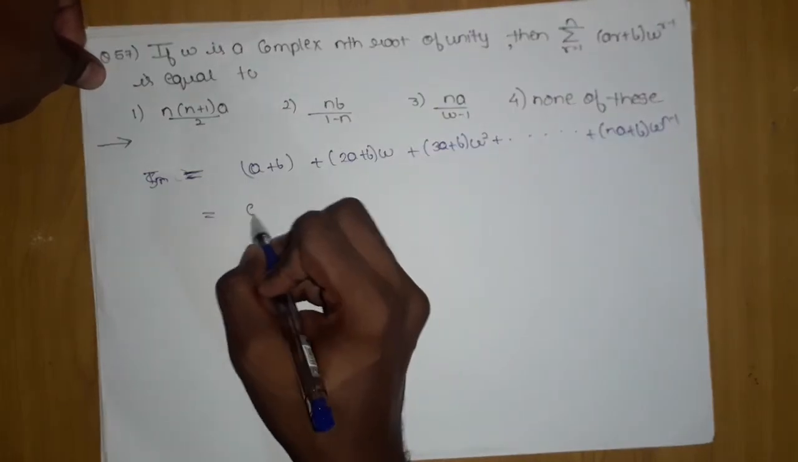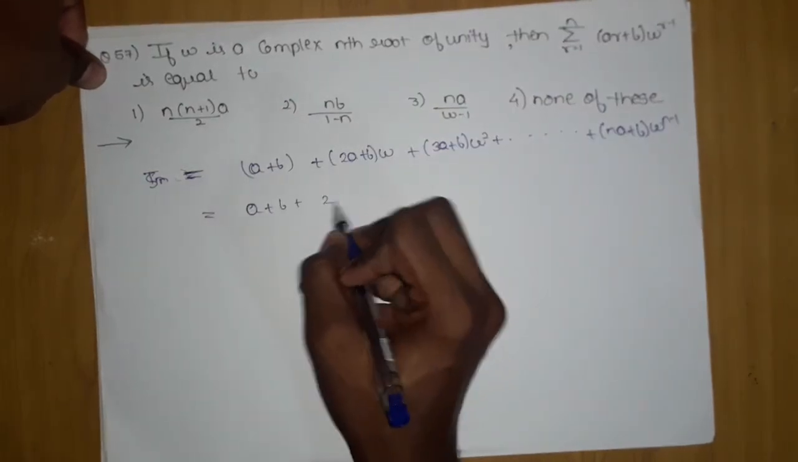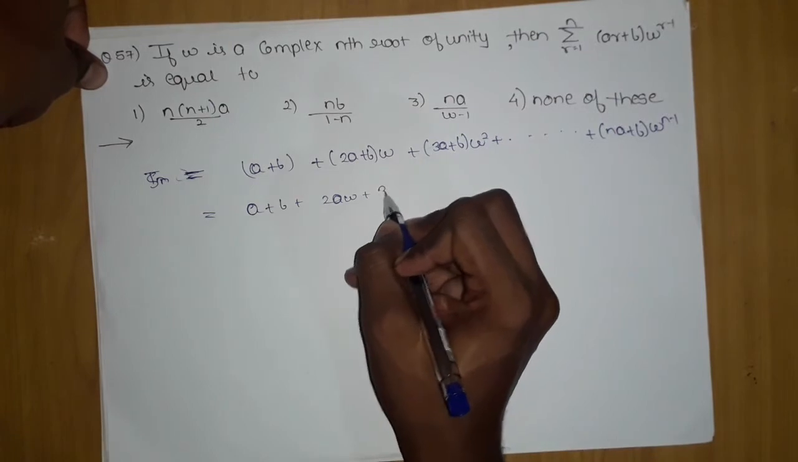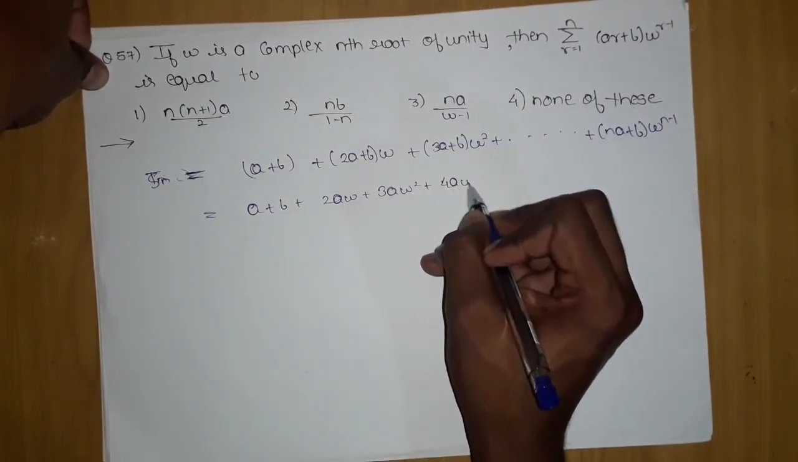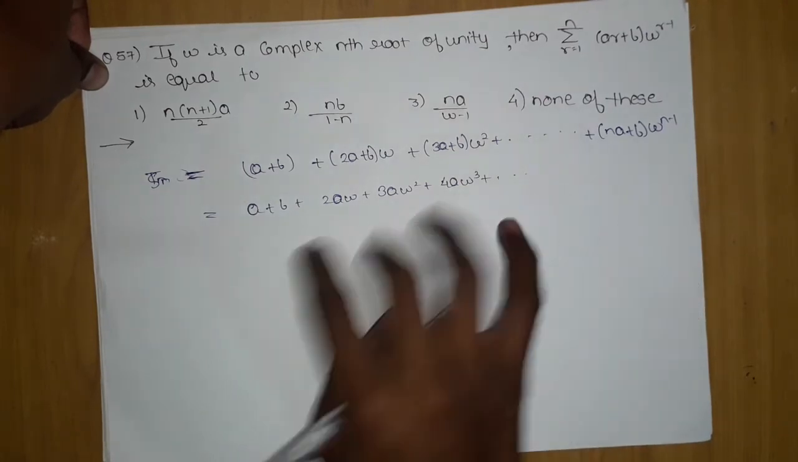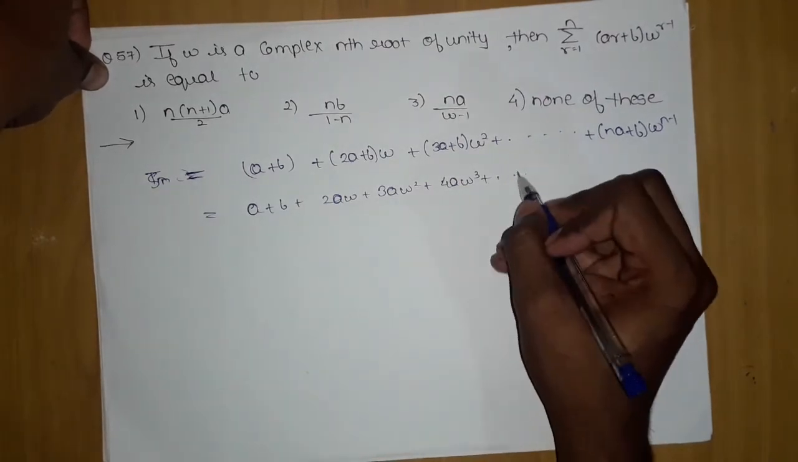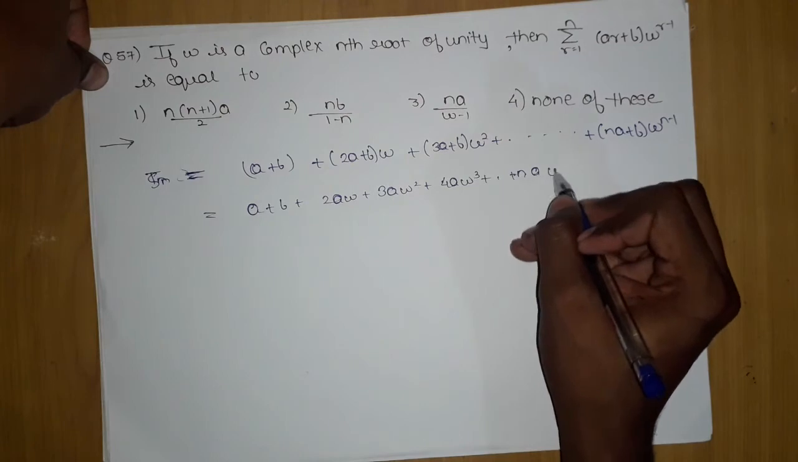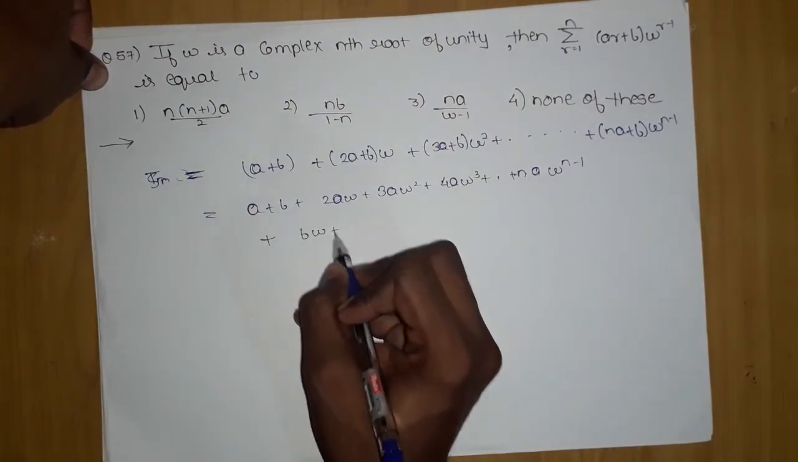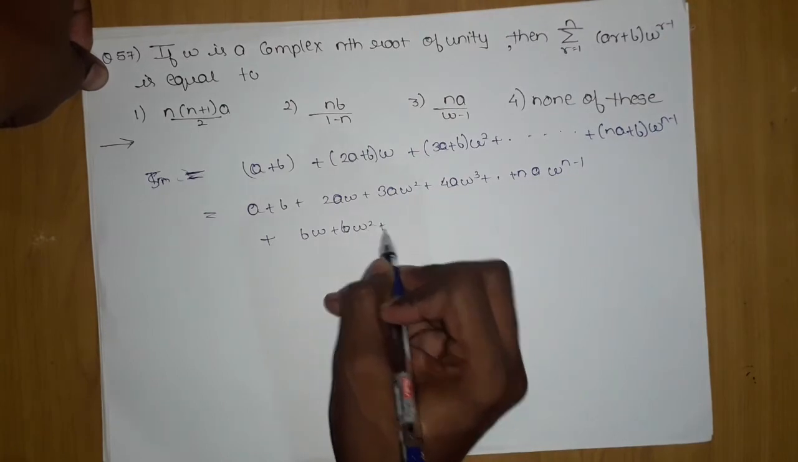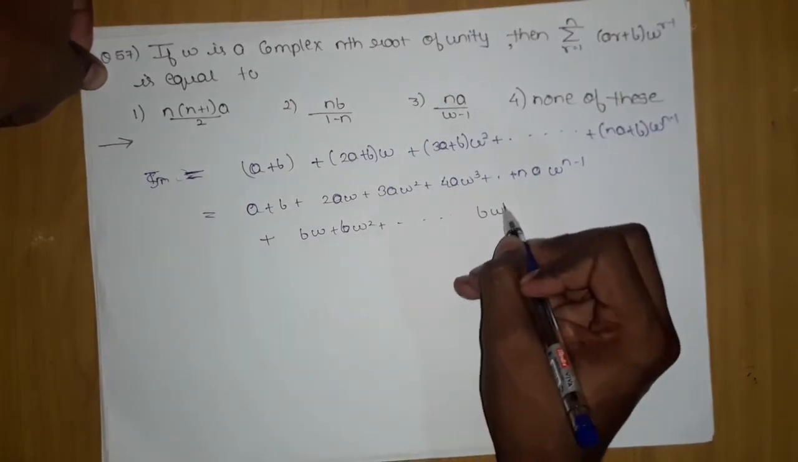So what I can do is separate it out. a plus b plus 2a omega plus 3a omega square plus 4a omega cube, and so on. I can break it into two series, till na, the last one, na into omega power n minus 1. Similarly, I can break this one: b into omega square, and so on till b into omega power n minus 1.